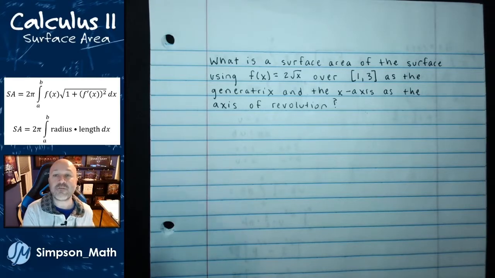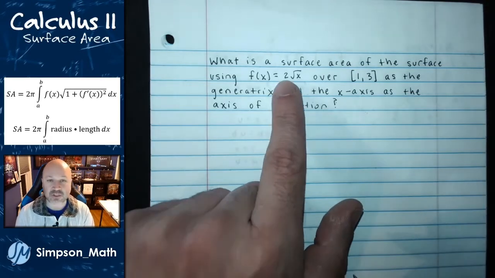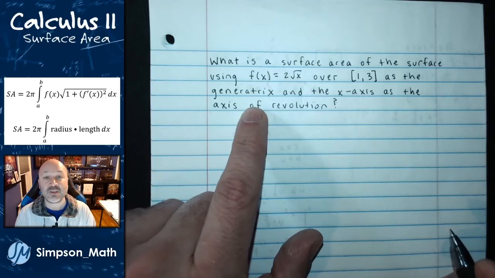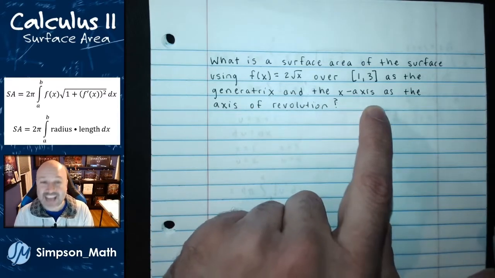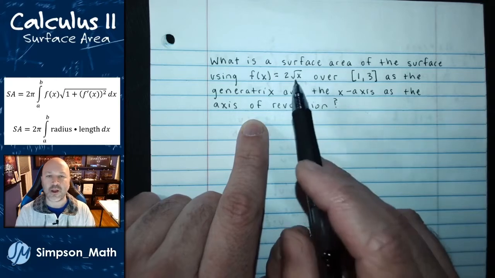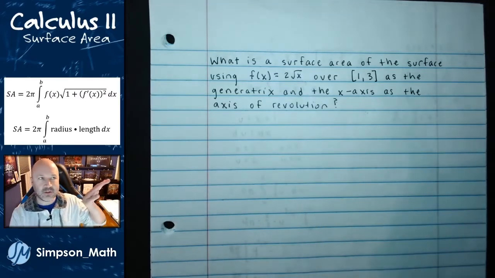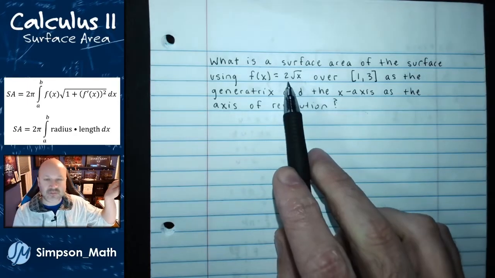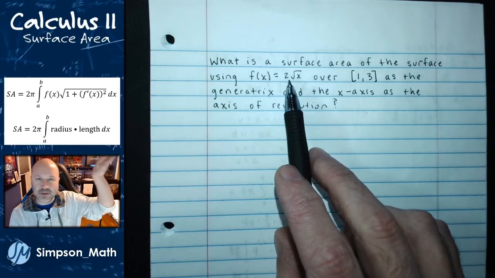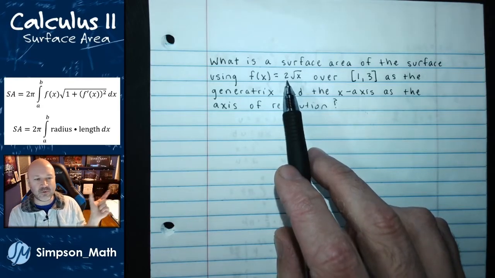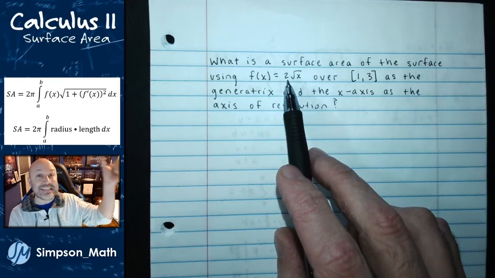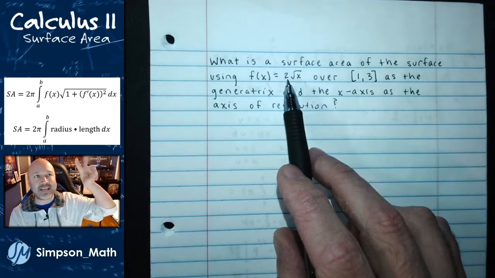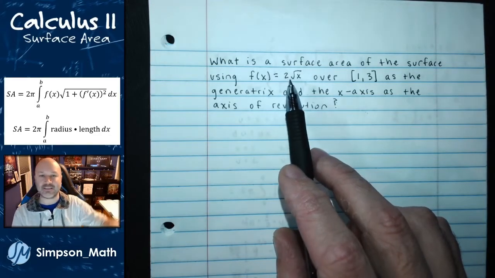What is the surface area of the surface using this function, 2 roots of x, over the interval 1 to 3 as the generatrix and the x-axis as the axis of revolution? Alright, so I know what that shape kind of looks like. It's the little teapot arm that goes off into quadrant 1. The 2 is just the vertical dilation, kind of stretches it up a little bit. And I'm just looking at it from the interval 1 to 3. I'm taking that arc length, not that region, just that curvature of the arc. And I'm going to take that and revolve it about the x-axis.